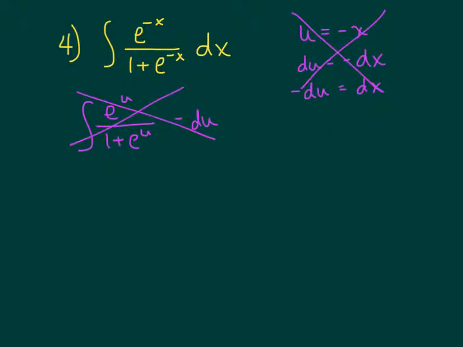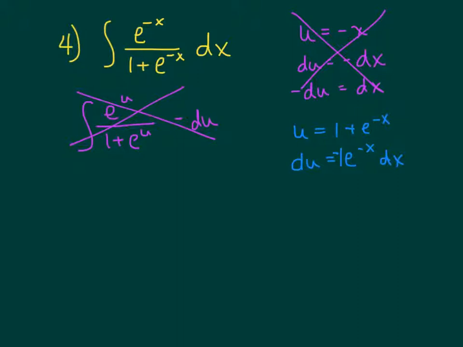Well, if setting the exponent equal to u didn't work, let's try our second method of setting the denominator equal to u. So u is equal to 1 plus e to the negative x. du is equal to e to the negative x times negative 1. So I'm just going to stick that in front, and then dx. All right, I'm going to divide both sides.